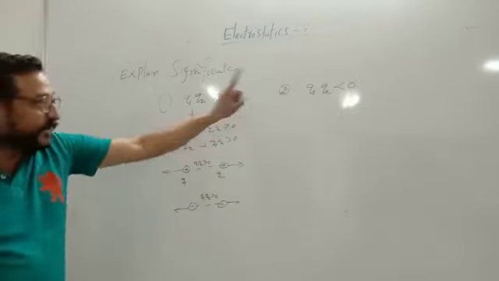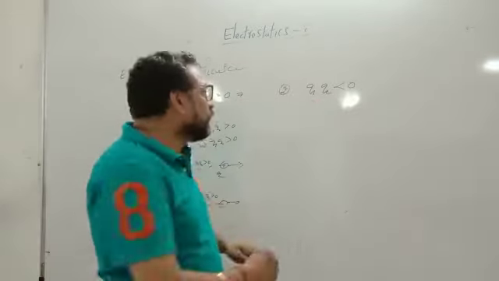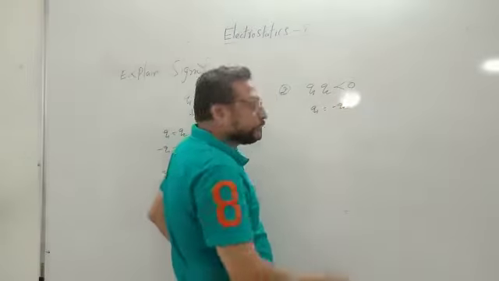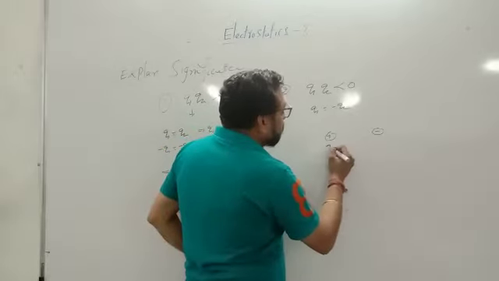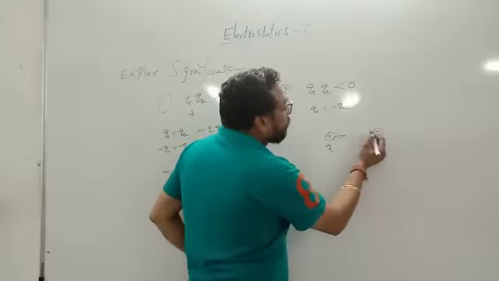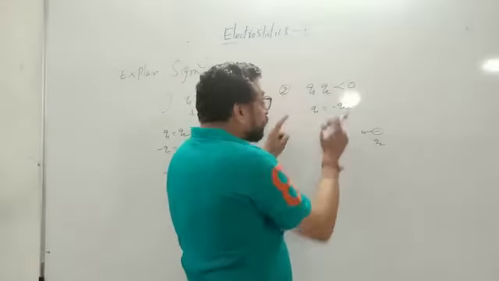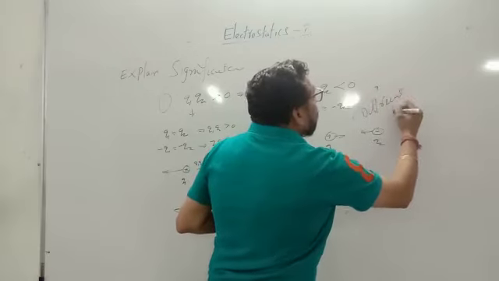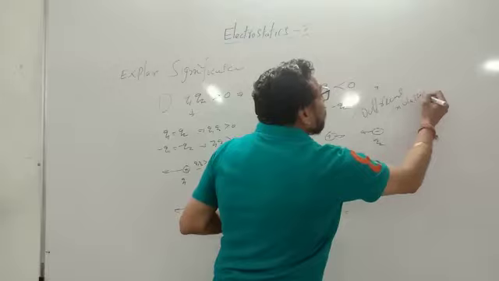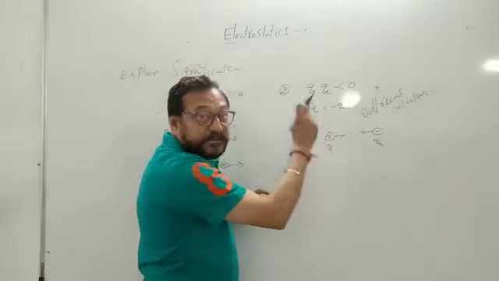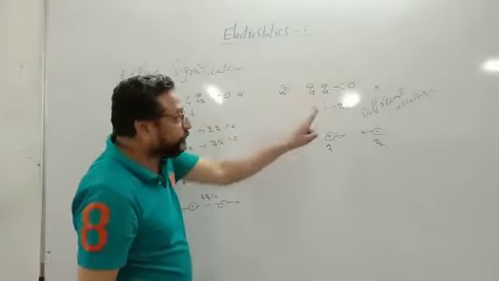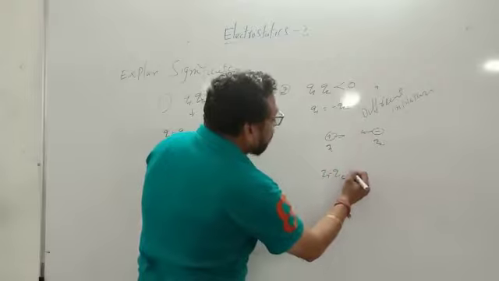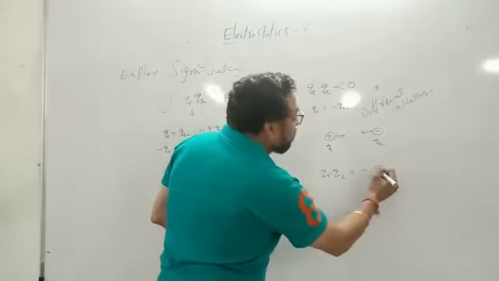But in this condition, the value is less than 0. It means Q1 is positive and Q2 is negative, plus and minus. This is Q1, this is Q2, and they attract each other. The significance is that both are different in nature. In this condition, the product of these values is negative. Q1 is positive, Q2 is minus, and the answer is minus, which means it is less than 0.